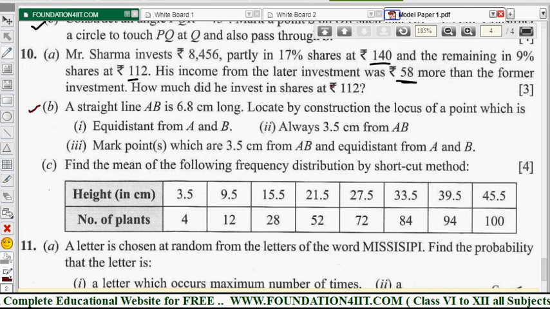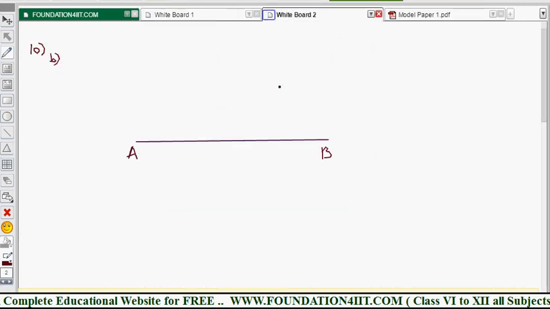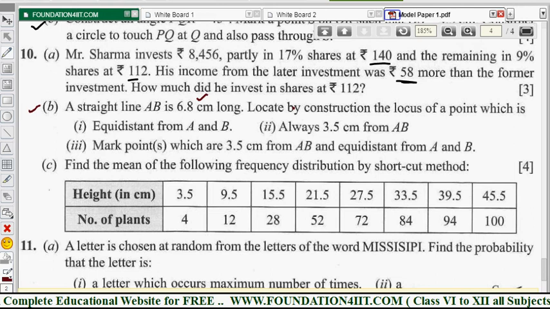Now, as per the question, AB is 6.8 centimeters long. So we should take a line segment of 6.8 centimeters. Then locate the point by constructing the locus of the point which is equidistant from A and B. If you want equidistance from A and B, you should bisect that line segment.